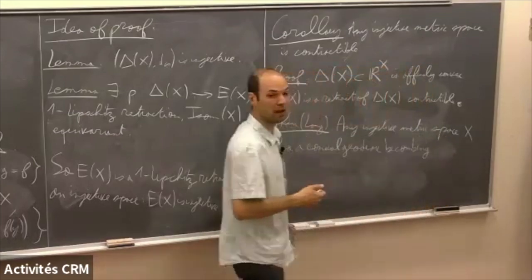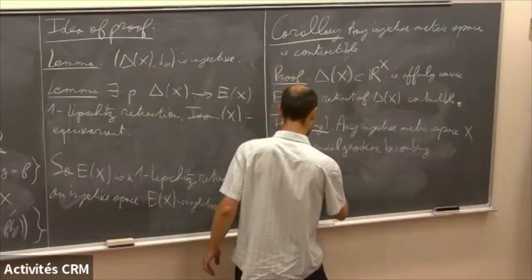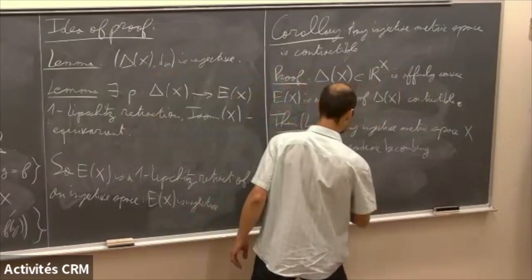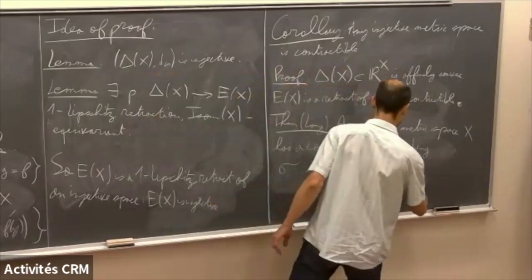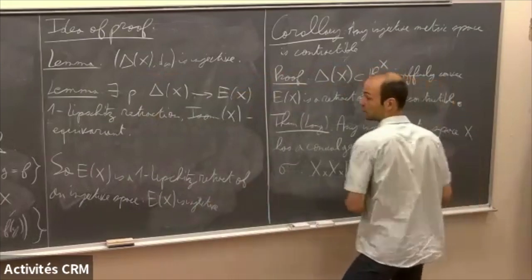So the bicombing is the way to choose geodesics. What I will call sigma takes as arguments two points and a time parameter between 0 and 1, and sends to X. So I will list the properties we want.